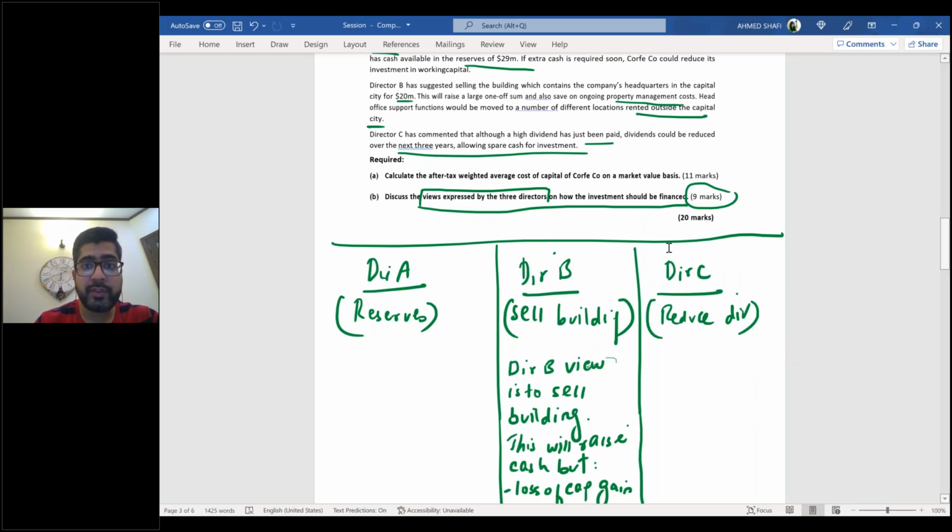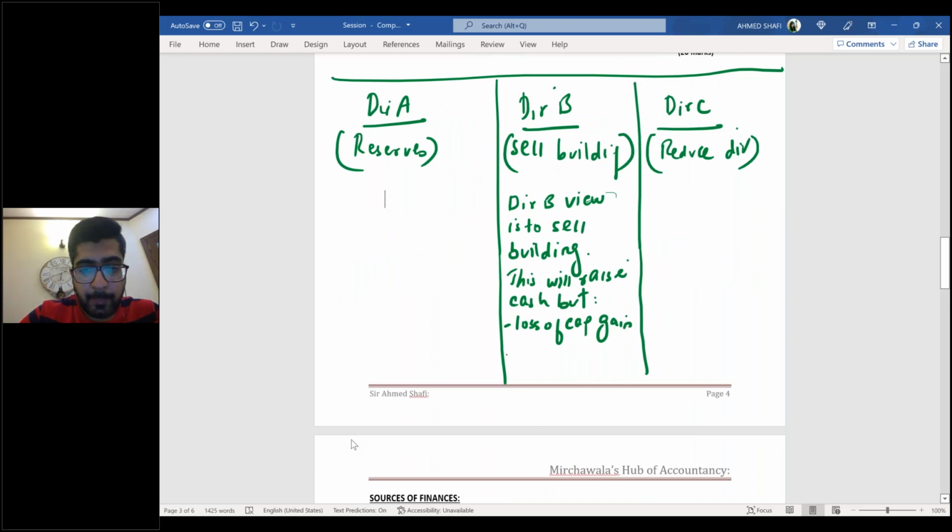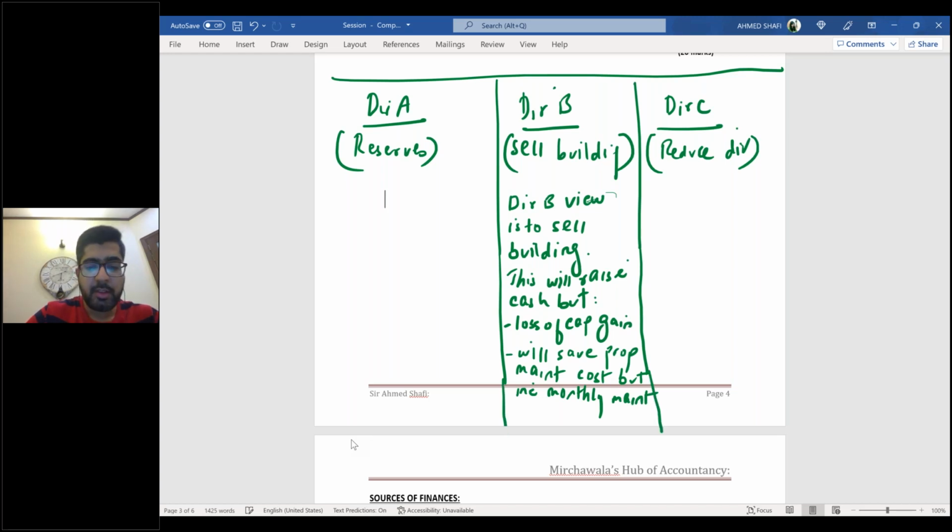This will raise a large lump sum, and also save property maintenance cost, but increase monthly maintenance, right? What does this mean? You are selling your property. Obviously, when you sell your property, you will save property maintenance cost, but you are moving to a rental location. So a rental location creates maintenance cost. One way you are saving the property maintenance cost, and the other way you are increasing the monthly rent.